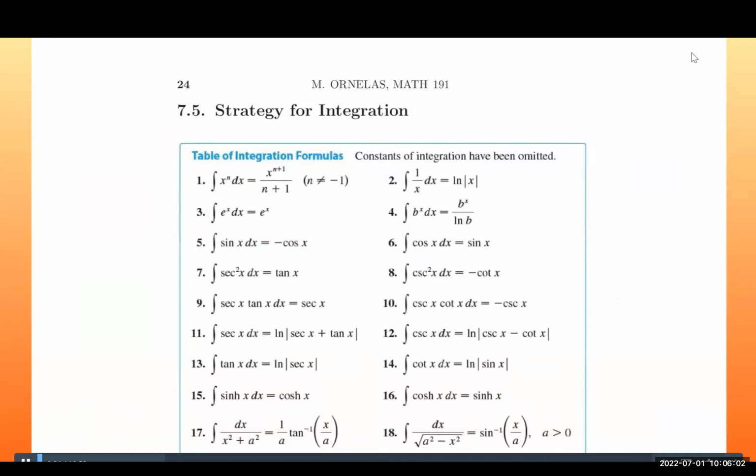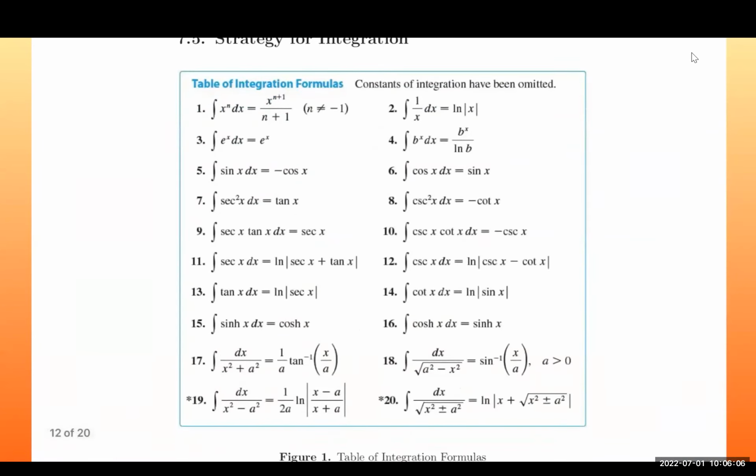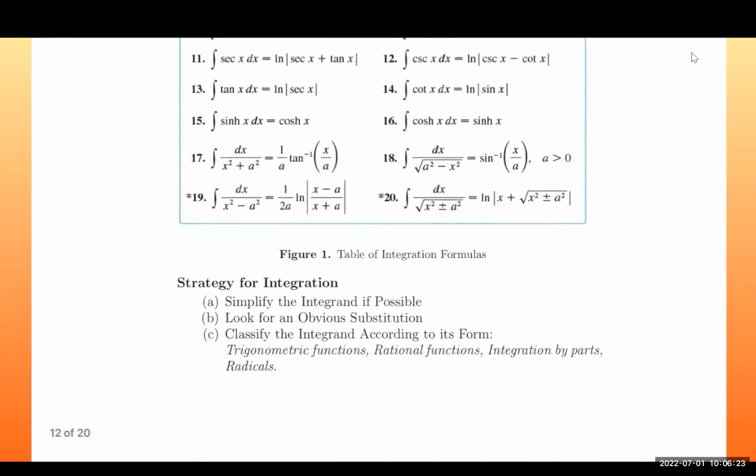This is section 7.5, strategy for integration. So they provide us a table for integrating. There are different formulas that you can use freely. In the previous section, we used this one. This is where I was mentioning that there's a formula for the integral of secant. So there it is. But you can use any of these. It's all fair game. This one comes up pretty often, or sometimes.